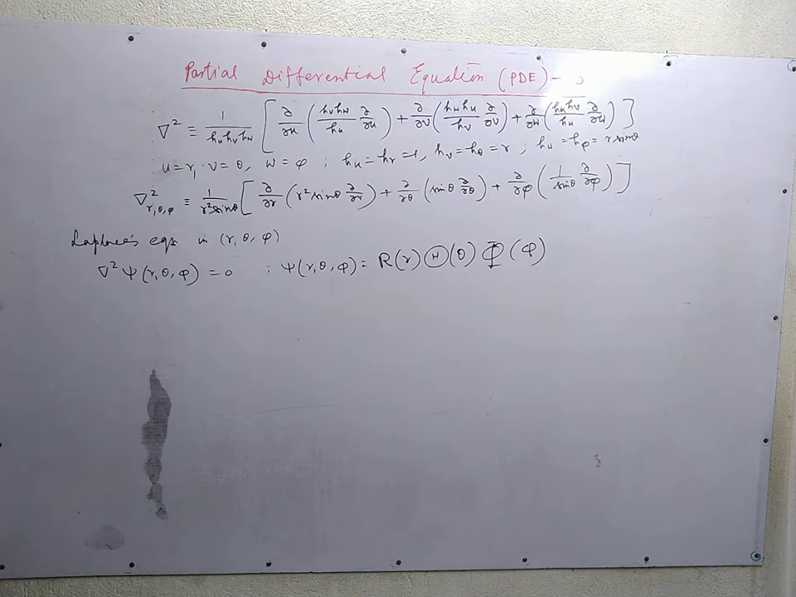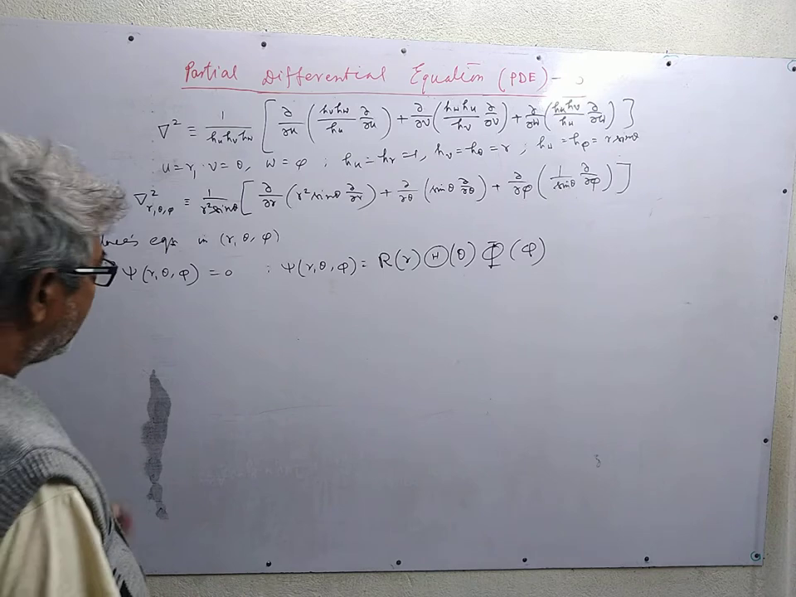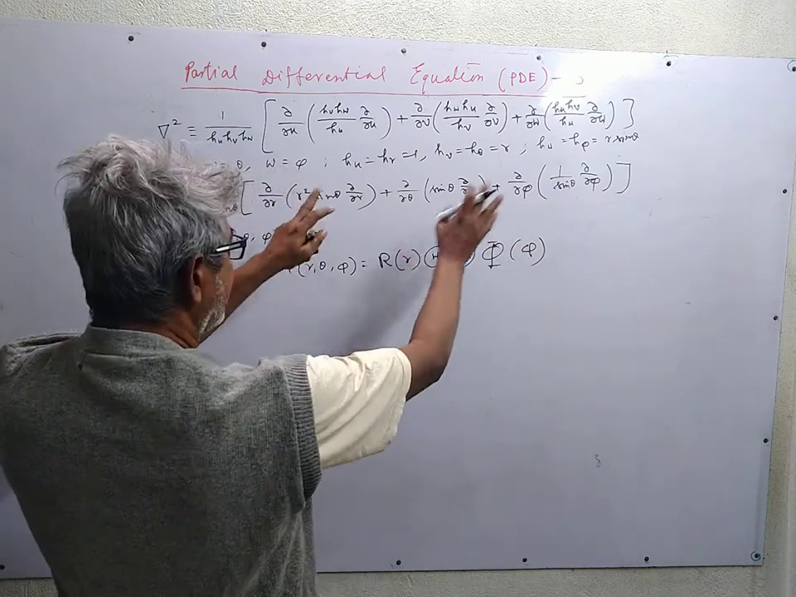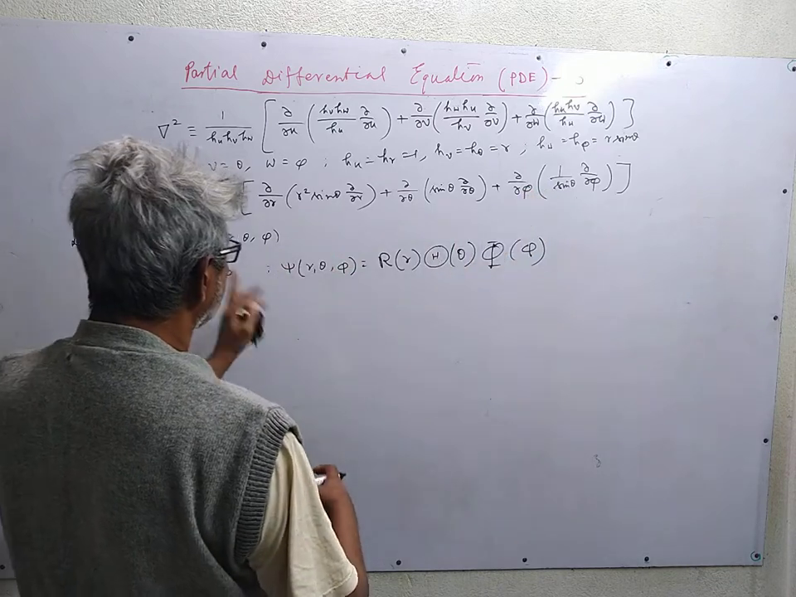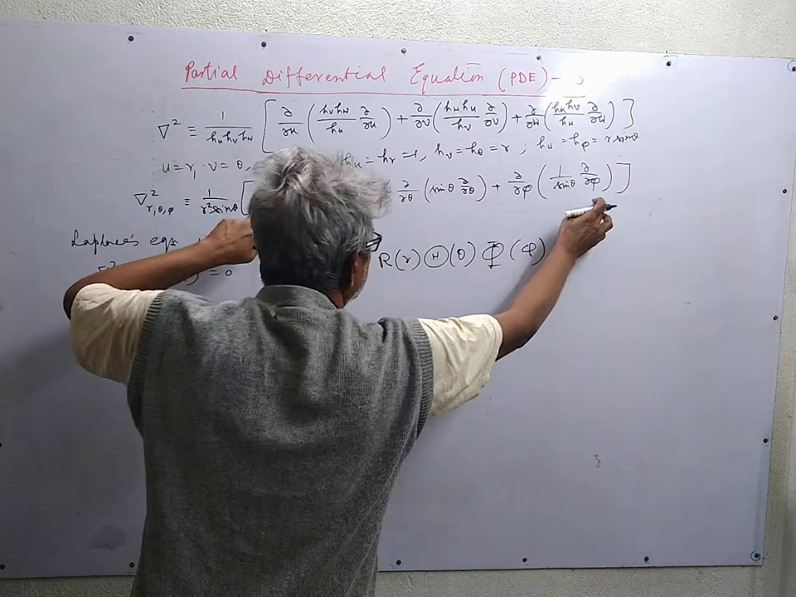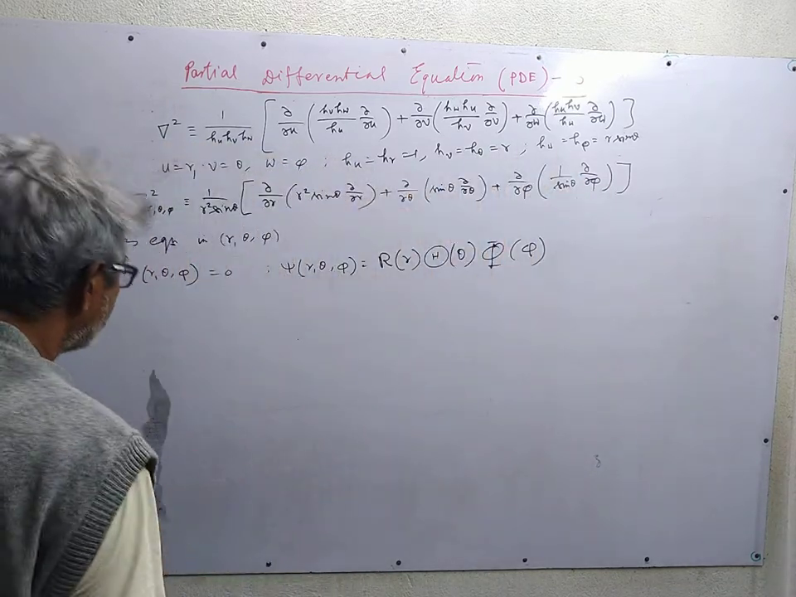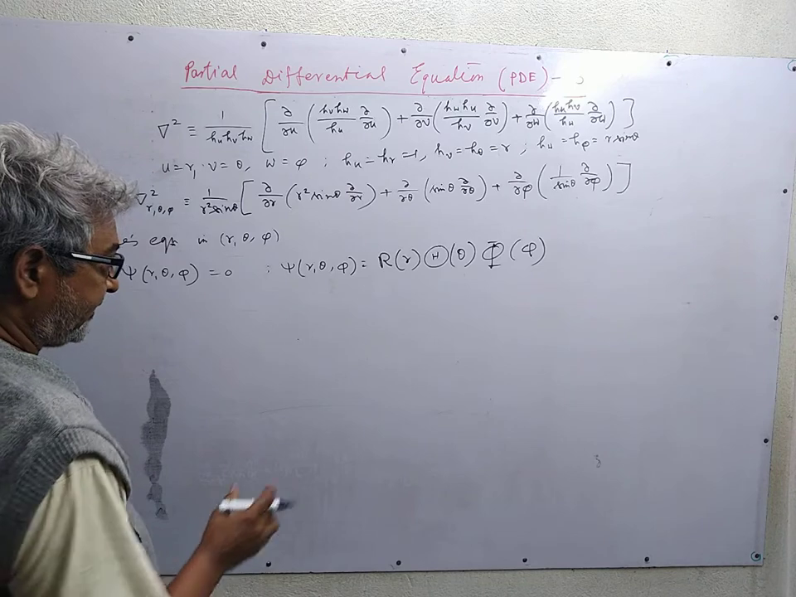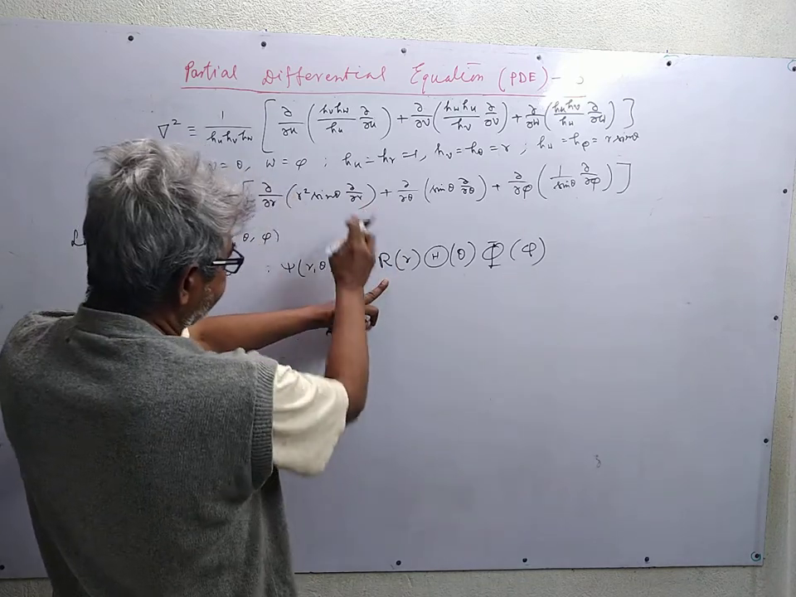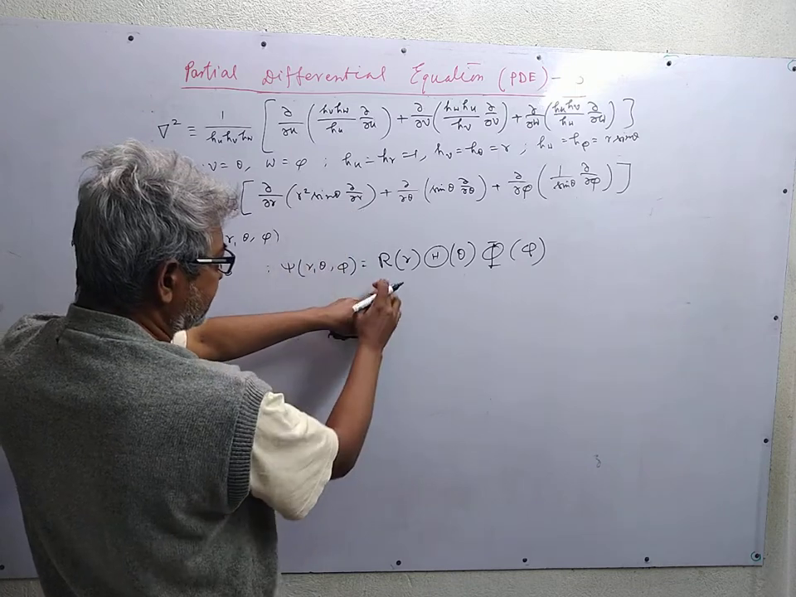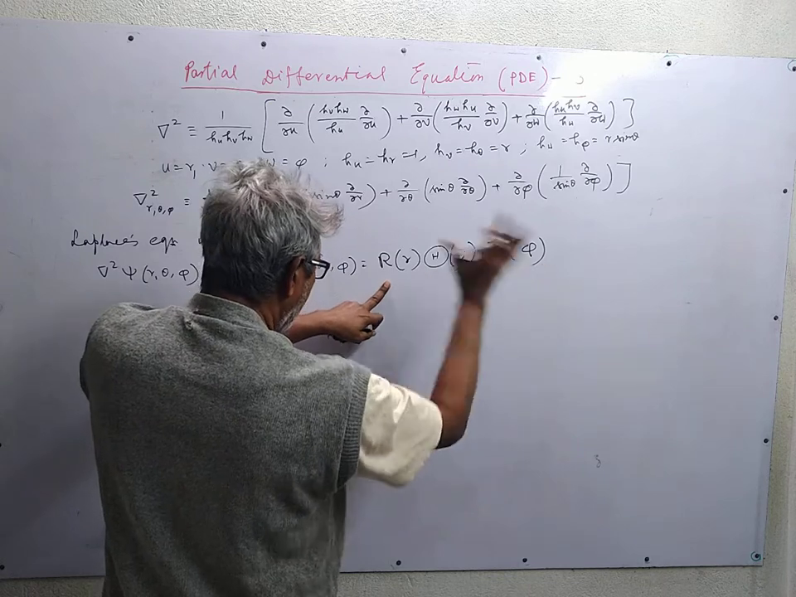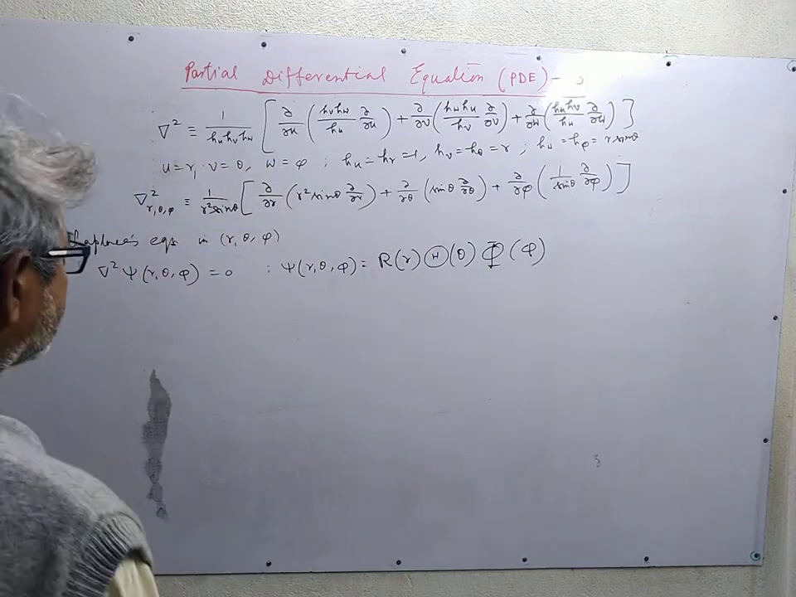We now use this trial answer in this equation, and remember that for Laplace's equation the right hand side is 0, so we may neglect this part and work with this part and set it equal to 0. When this operator operates on this part, this del r differentiation is effective only on capital R, and capital Phi and capital Theta are to be treated as constant.